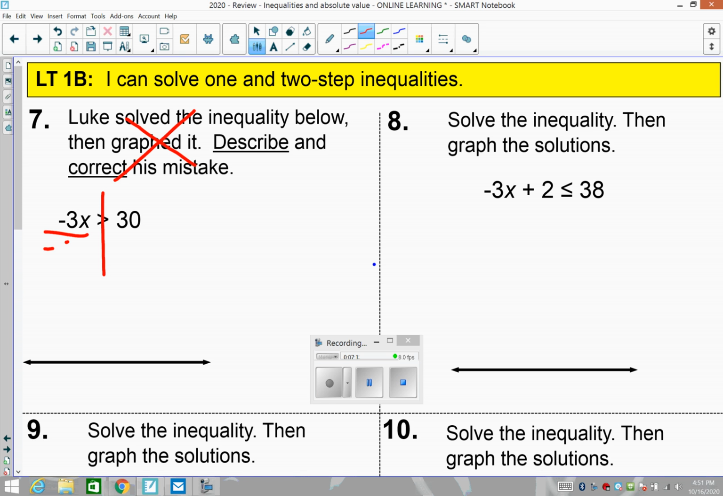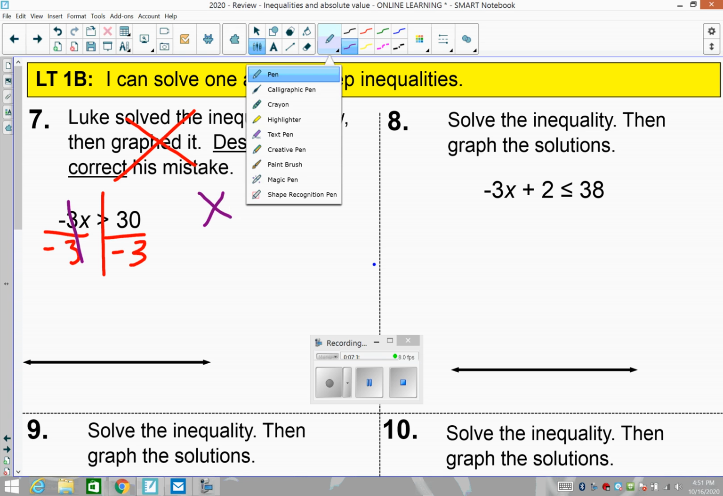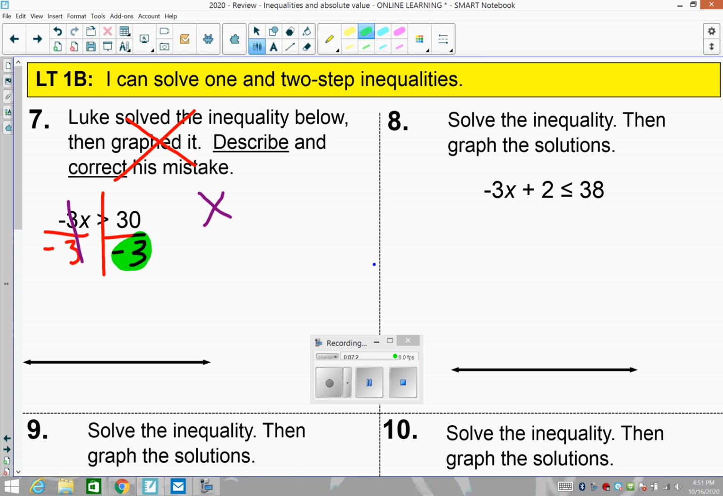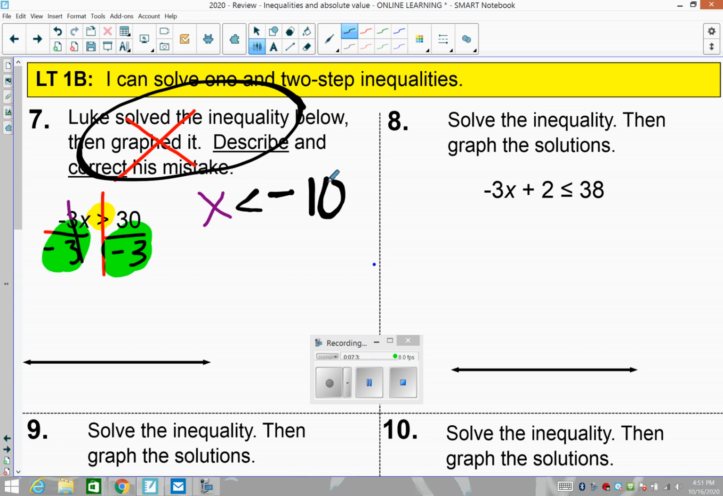So we're going to divide by negative 3, copy, paste, copy, paste. We get x equals. Now, because we multiply or divide by a negative on both sides of these type of problems, because I divided by a negative on both sides, I need to flip the sign. Guessing that was the error that Luke made, but I don't have a picture of that anymore in here.